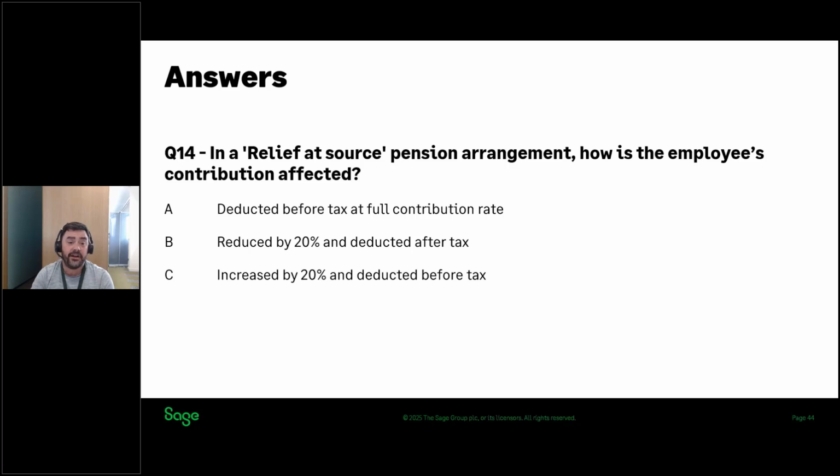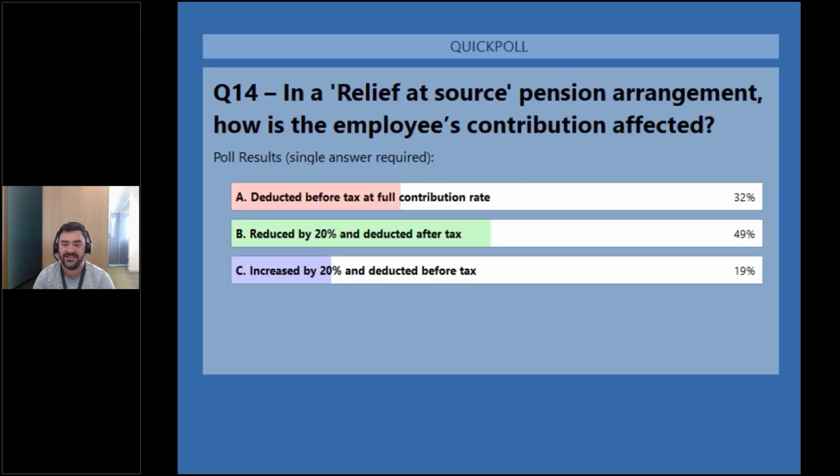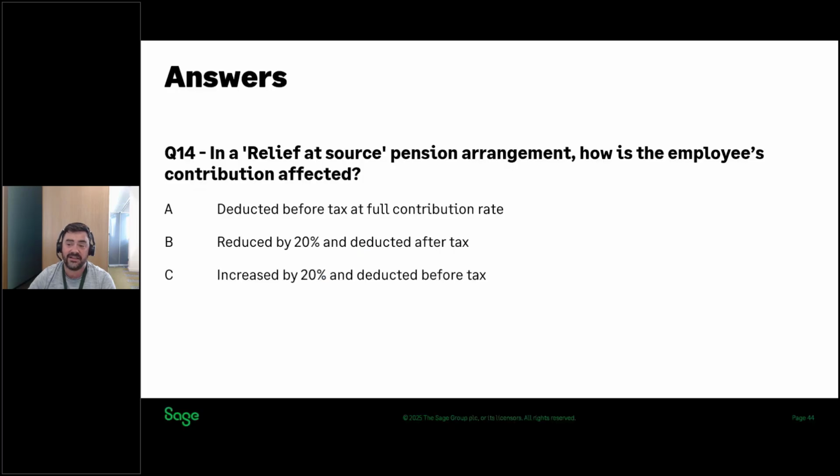Question 14 then, in a relief at source pension arrangement, how's the employee's contribution affected? Let's see what you thought on this one. So again, a bit of a split. The majority of you are going for answer B. The contribution is reduced by 20% and deducted after tax. Also got 32% of you saying answer A is deducted before tax at the full contribution rate. So let's have a look at the correct answer.